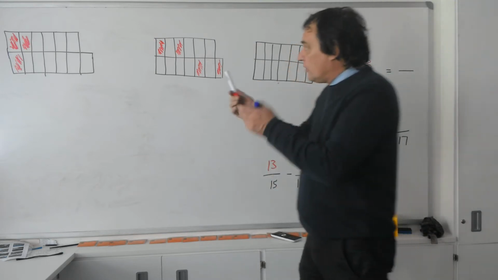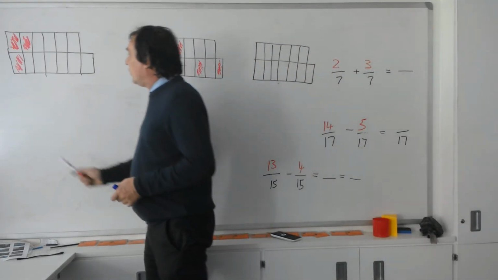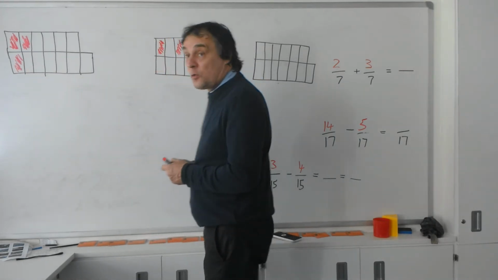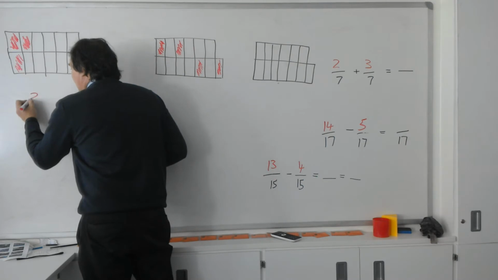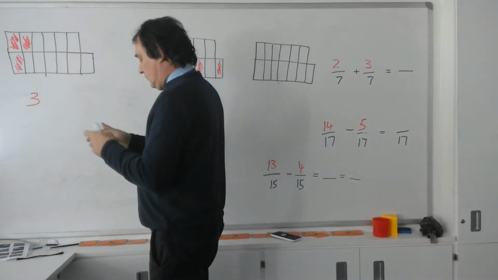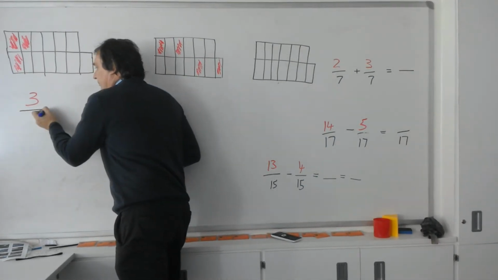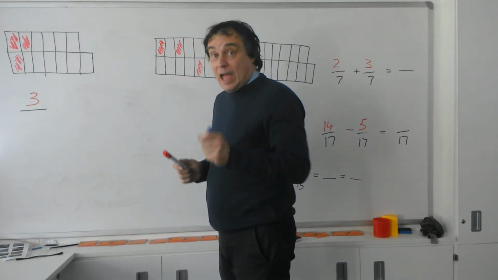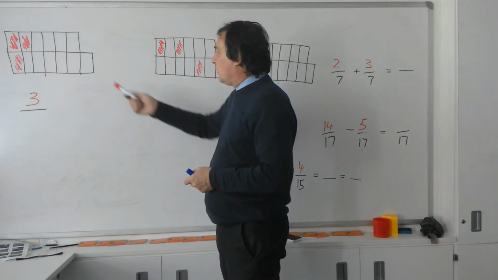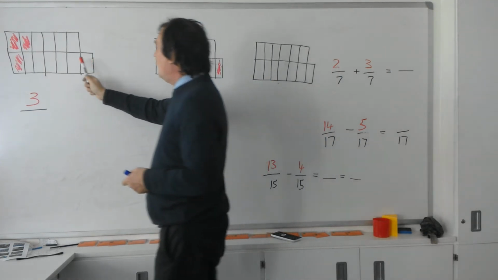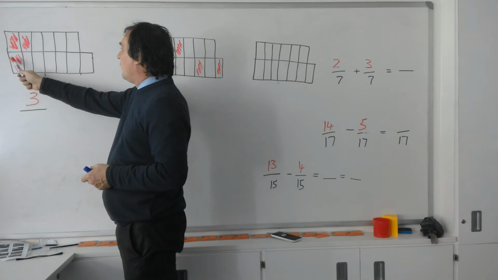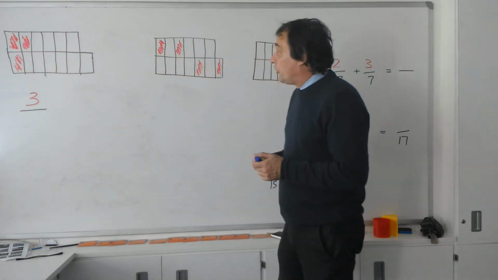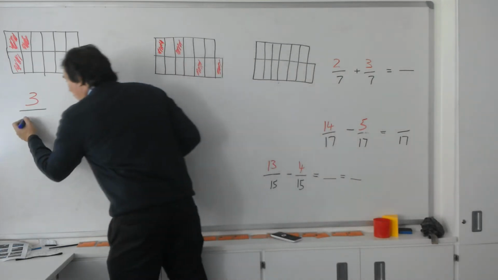Okay, so if we look at this diagram here, you'll notice we've got three squares that are shaded in red. So what we do, we write that 3 down there and put that fraction line down. Next thing we do is count up how many squares or rectangles we've got all together. So 1, 2, 3, 4, 5, 6, 7, 8, 9, 10, 11, 12, 13. Okay, so we've got 13. So that forms our bottom number.